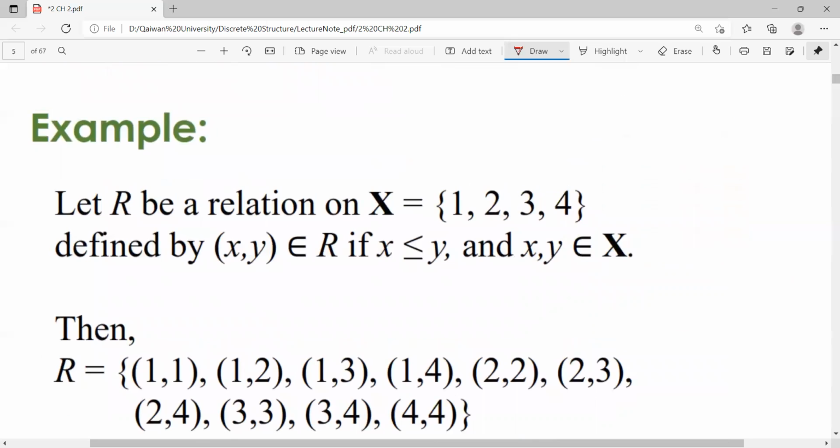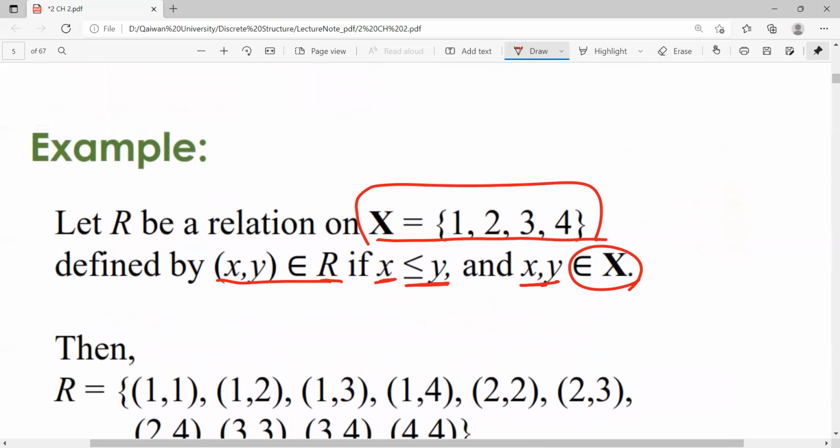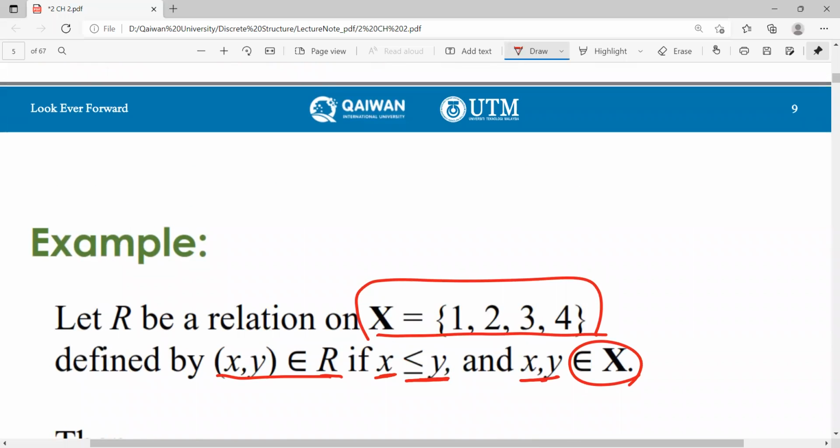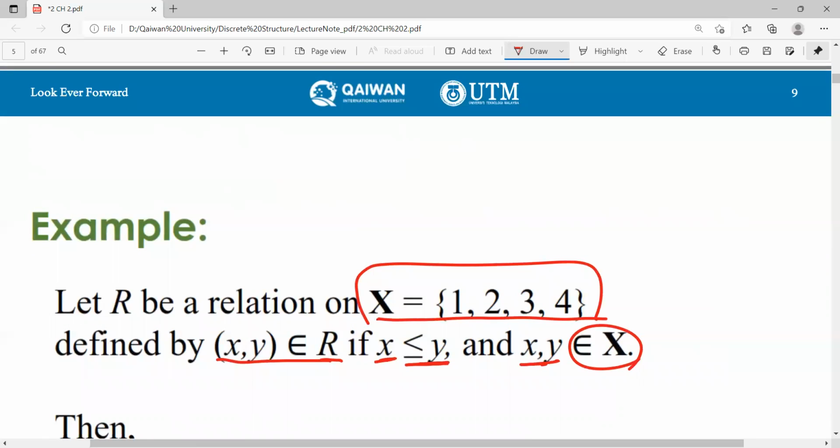Look, here we have X, which is 1, 2, 3, 4, and you have a relation on X such that x is less than or equal to y for all x, y in X. That means we are going to pick both x and y from the set X. In this set, we must pick any two numbers which satisfy this: x less than or equal to y.